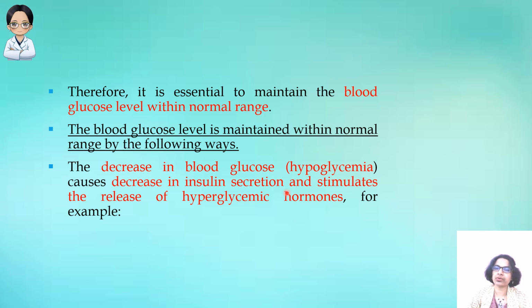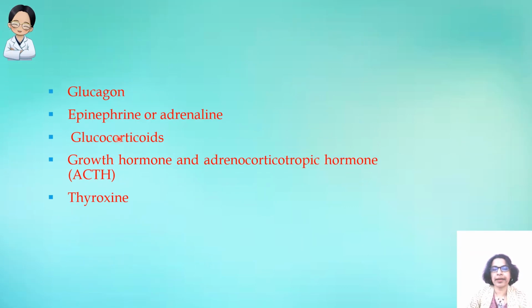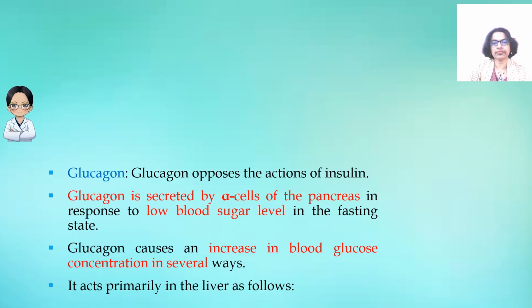The decrease in blood glucose, that is hypoglycemia, causes a decrease in insulin secretion and stimulates the release of hyperglycemic hormones. For example, what are the hyperglycemic hormones? Glucagon, epinephrine or adrenaline, glucocorticoids, growth hormone, adrenocorticotropic hormone and thyroxine.